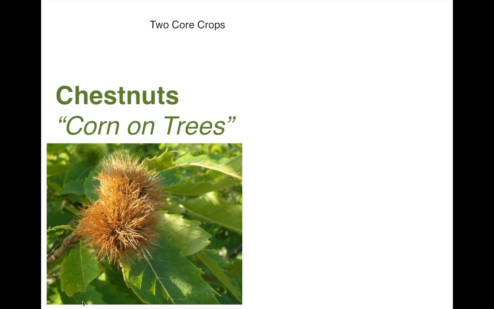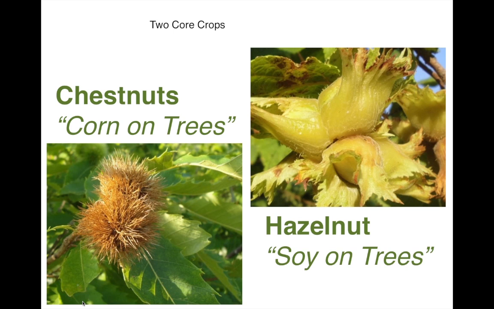And as a transition here to Ron, the two crops out of that long list that we focus on the most here in the Midwest, given our corn soy heritage, are chestnuts and hazelnuts. Chestnuts, in our minds, being corn on trees, and hazelnuts being soybean on trees. Chestnuts are essentially pure starch and functionally can replace corn.